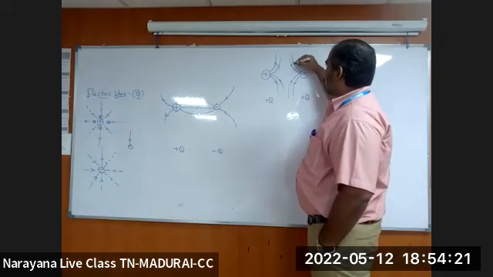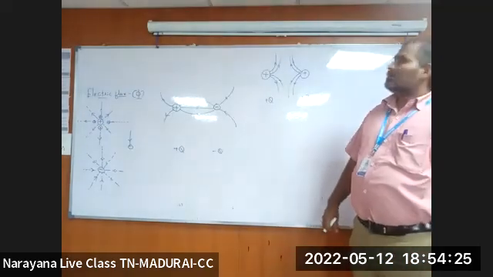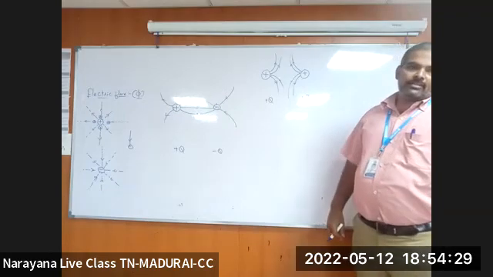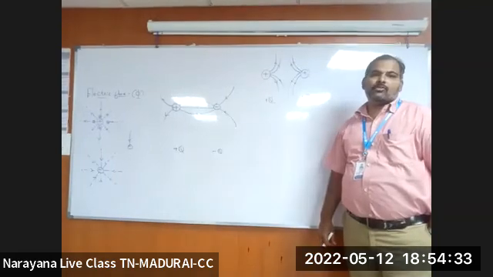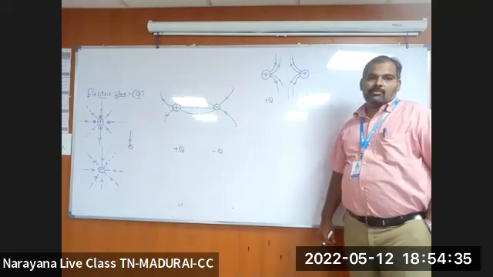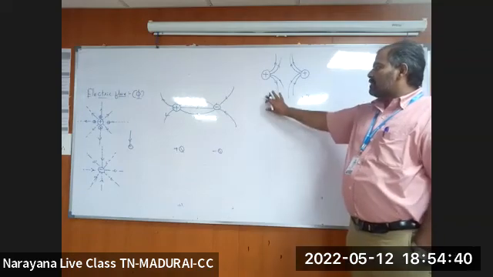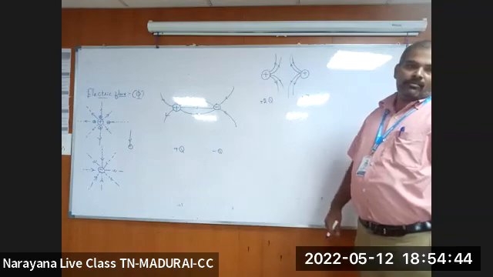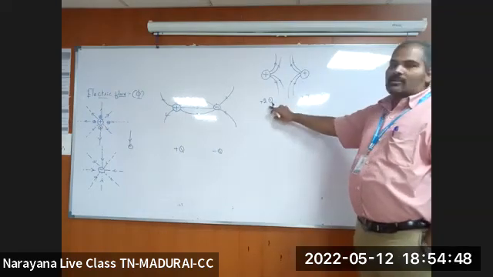Actually, these are imaginary lines you have to draw, but they will not intersect. Remember, no two electric field lines should intersect. Understood? Now, suppose this is plus Q, tell me how many electric field lines will come? Double. Here 4 lines are coming, which means twice the charge is there.